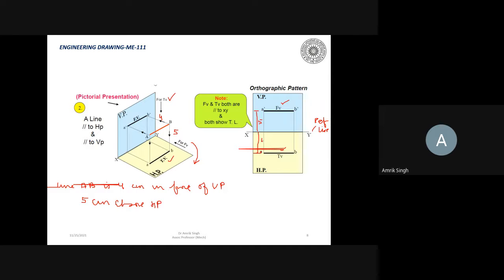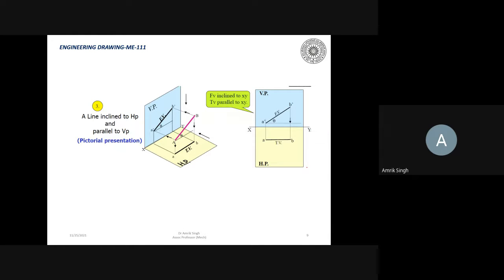So I think now the things are clear. Is it clear to everyone? Yes, sir. Okay. So these cases are simple. Now next is the third case.